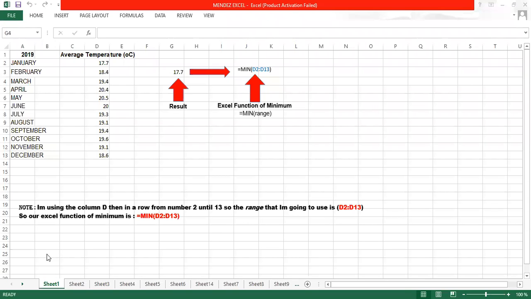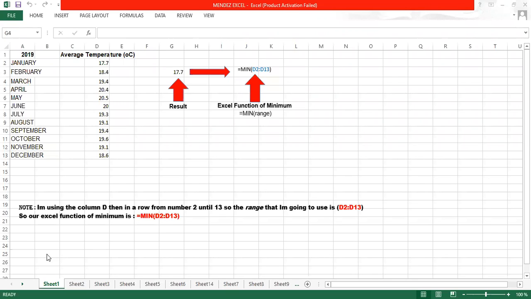Observe the column and row that I used. I'm using column D, and in a row from number 2 until 13. So the range that I'm going to use is D2 to D13. So our Excel function for minimum is equals MIN open parenthesis D2 to D13 then close parenthesis.